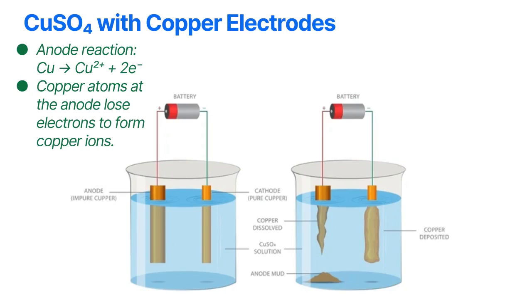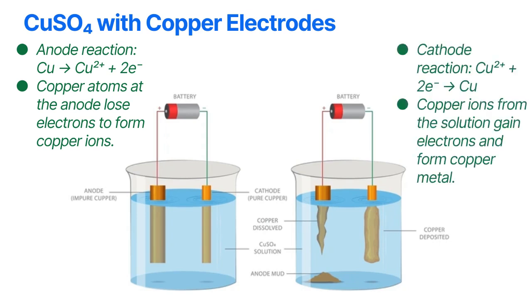When copper electrodes are used instead of inert electrodes, the reactions change. At the anode, copper metal dissolves. Each copper atom loses 2 electrons to form copper 2+ ions. These ions enter the solution. Note: the mass of the anode decreases during this process because copper atoms are leaving the anode.